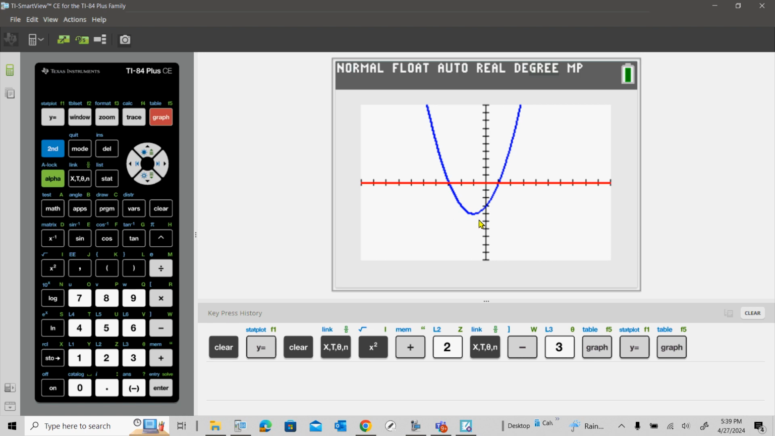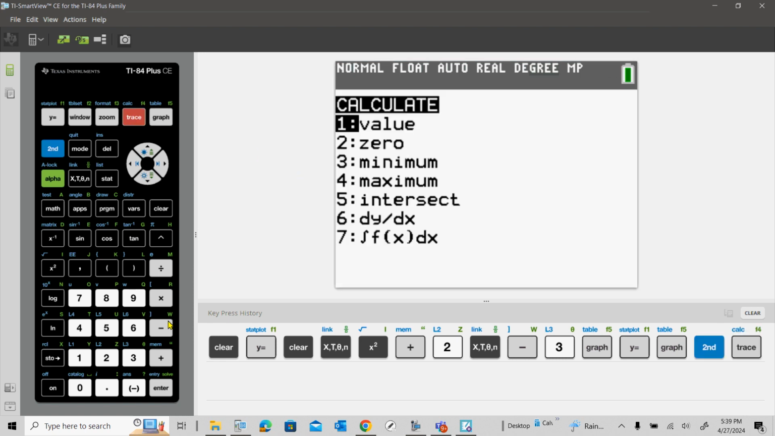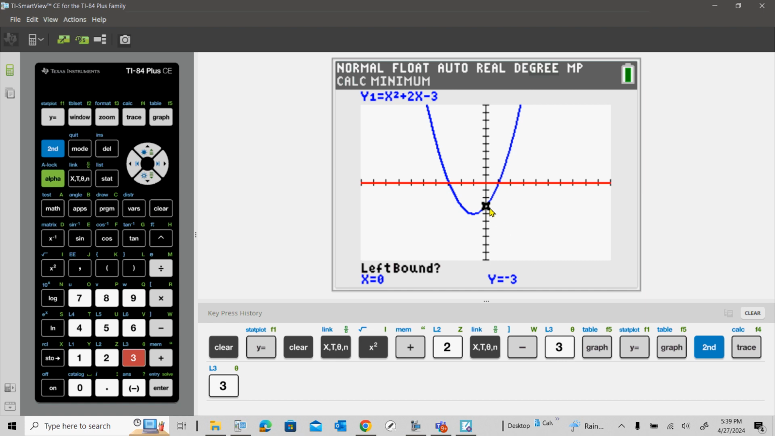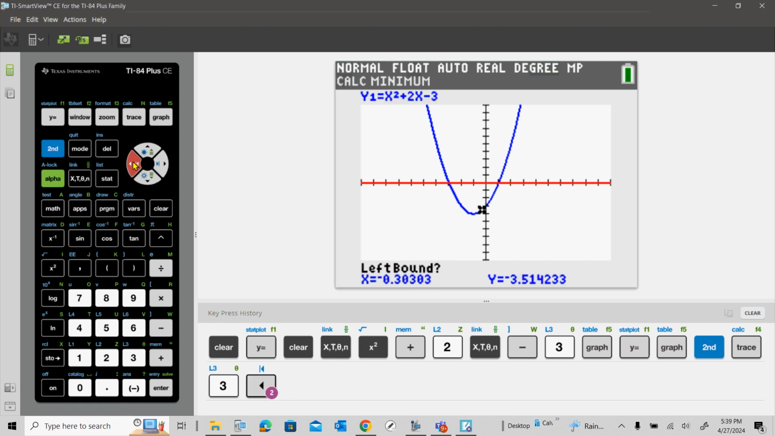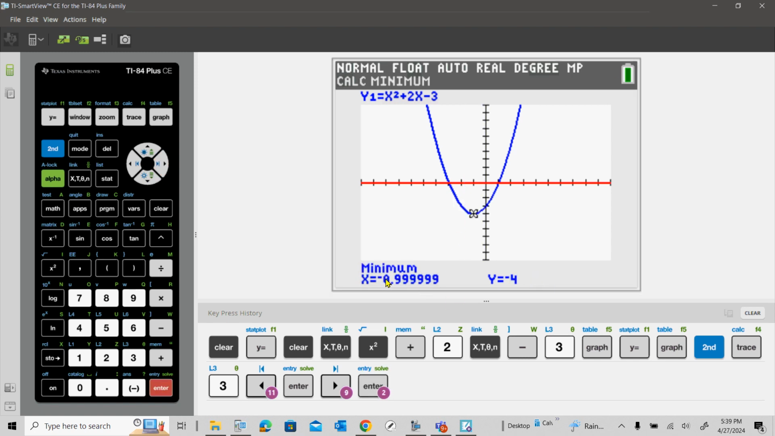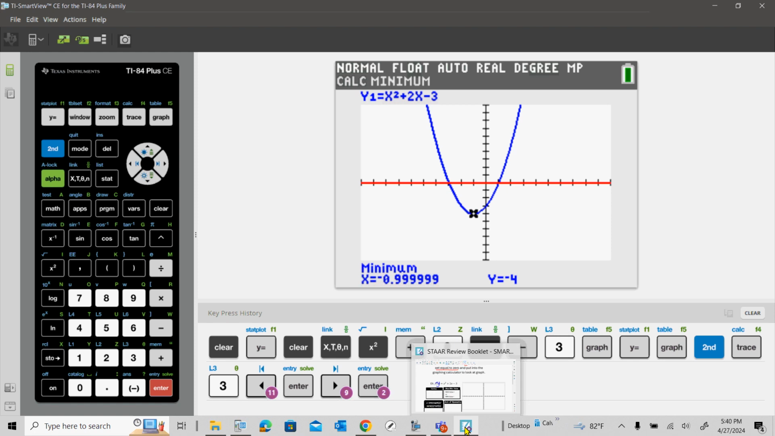Some of the keystrokes that help you do that: I can physically see this is a minimum. So if I do second trace and pick 3, which is a minimum, the cursor wants to be on the left. This is the left bound right here. Right now the cursor is on the right side of the curve, so I need to get it on the left side of the curve, which is right there. Hit enter, then move it to the right side of the curve. There we go. Enter and enter one more time. I know this is negative 0.999, but I can physically see that that's at -1, -4. That's my vertex point.